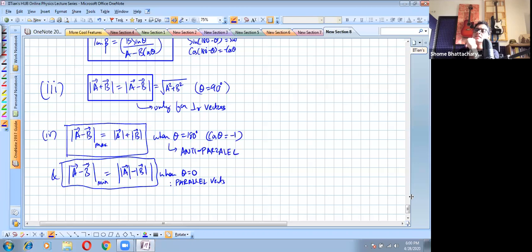That is the condition. That's why the equality sign is being written. The maximum value is equal to mod A plus mod B, but only in this special condition when they are anti-parallel. Similarly, the minimum value of A minus B's magnitude is mod A minus mod B, but that happens when they are parallel vectors or theta is 0.